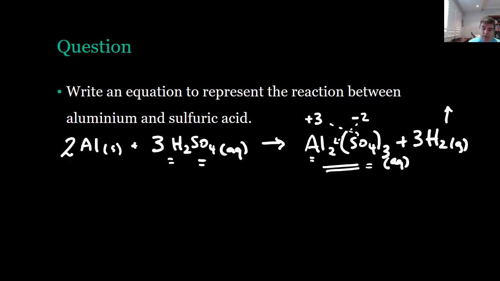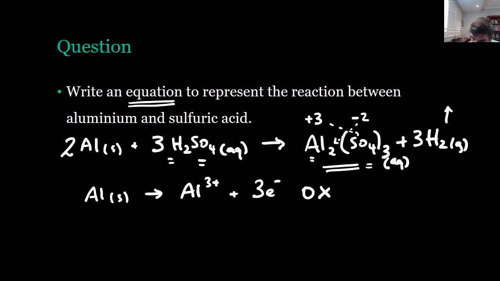But it may well be that I want to find a net ionic equation for this process as well, to try and understand what's actually going on. So what's actually going on is an aluminium solid has become aluminium ions and has released 3 electrons. So therefore, it's been oxidized. The hydrogen ions, the H+, have gained an electron in order to become H2 gas. So it has been reduced.